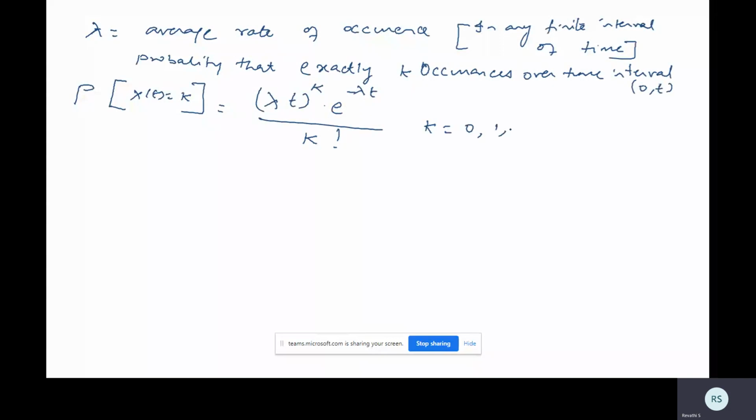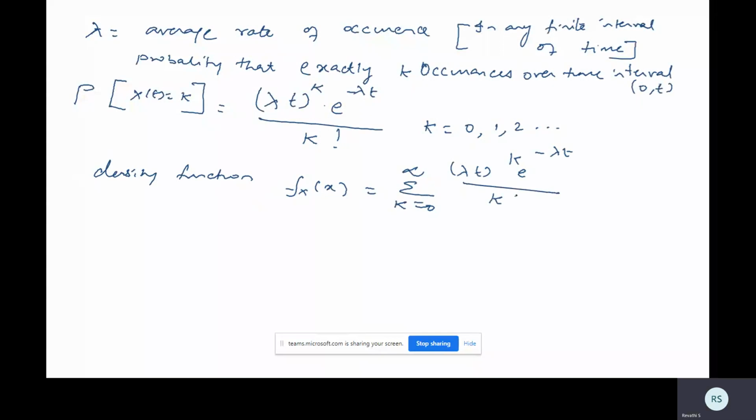This k is nothing but occurrences. How many occurrences? It takes some integer value. Accordingly, you can define the probability density function for this Poisson process as f_X(x) equals summation k equal to 0 to infinity, k is increasing, (lambda t) the whole power k e power minus lambda t divided by k factorial into delta of x minus k. So at every instant you have to uniquely define it for the respective instances.